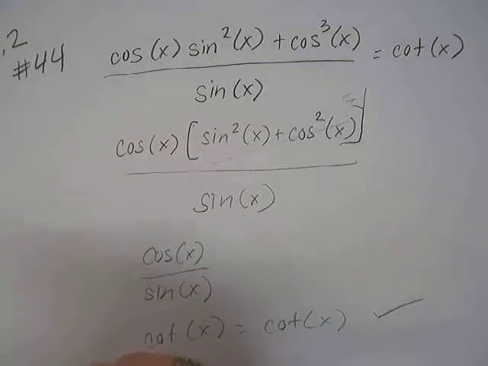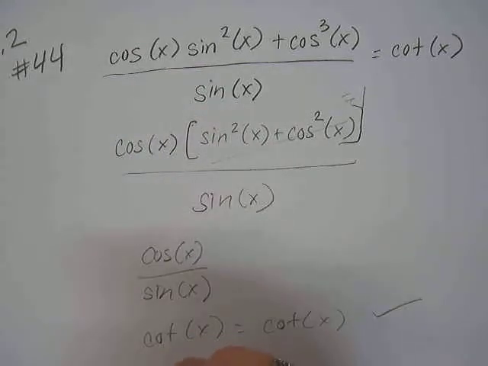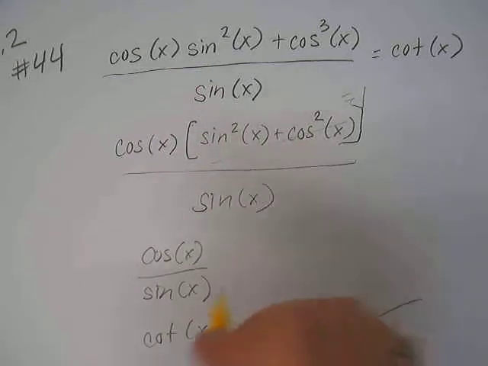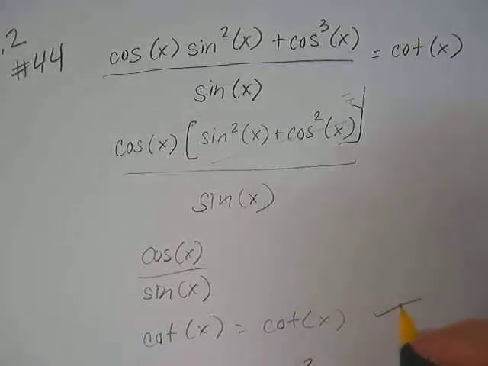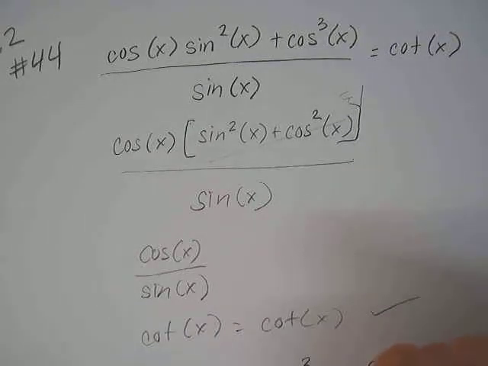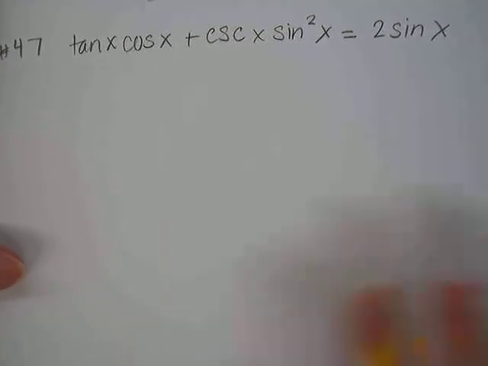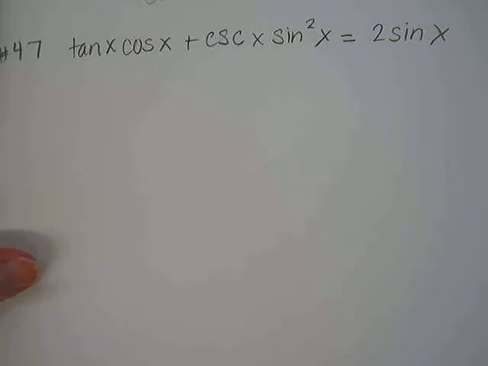Okay, and then 47. I will scoot the paper up as soon as I've written it down. Tangent x cosine x plus cosecant x sine squared x equals 2 sine x. Okay. Number 47. So start with the most complicated side first.